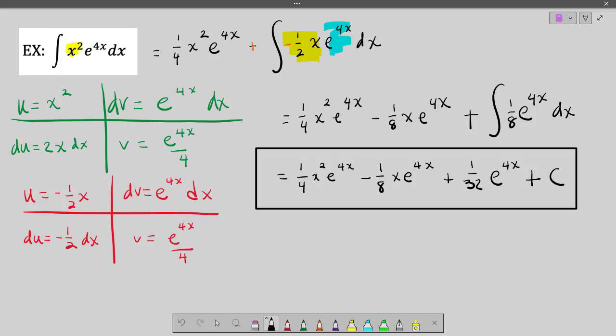Jesse, question? You have a puzzled look on your face. Why is the second one negative? This negative right here? Yeah.